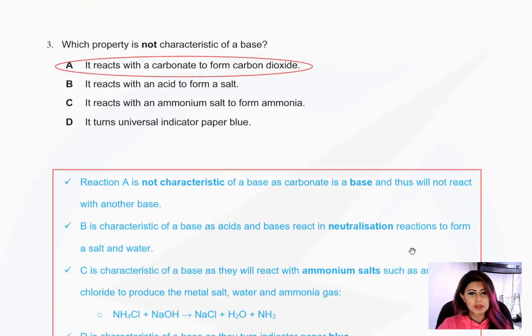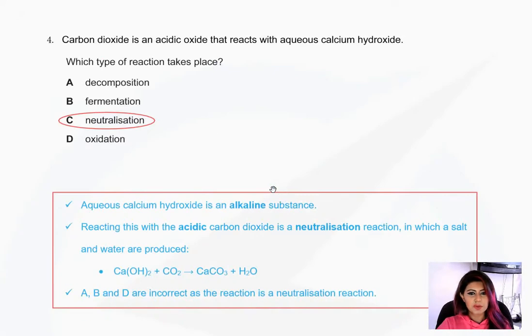Question 3: which is not a characteristic of a base? This is what we did last time. A base will never react with a carbonate. It's the acid which reacts with a carbonate to form carbon dioxide. So this is not a characteristic of a base. Then question 4, carbon dioxide. Here it says carbon dioxide is an acidic oxide which reacts with calcium hydroxide. As you know, hydroxide is an alkaline solution. Acid with alkaline solution, as you know, is neutralization.